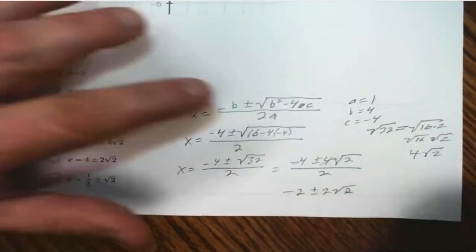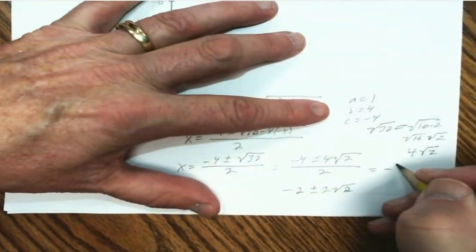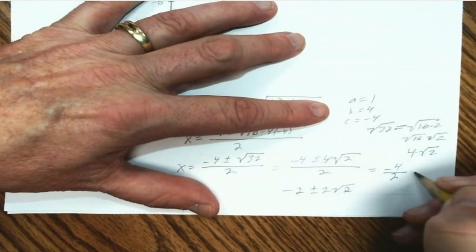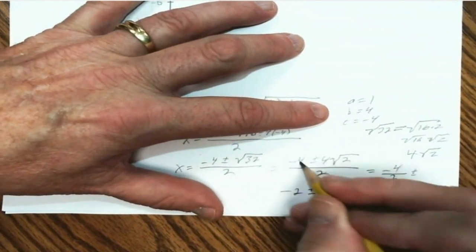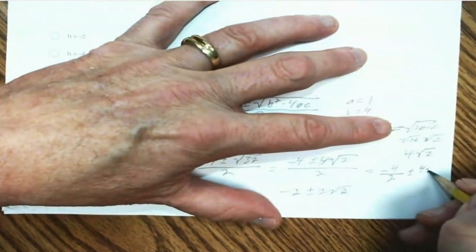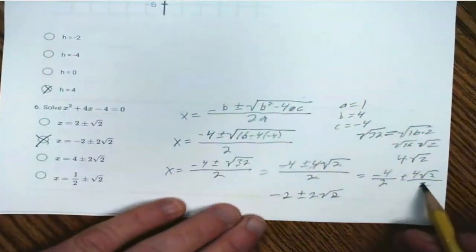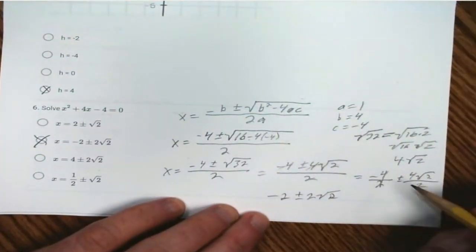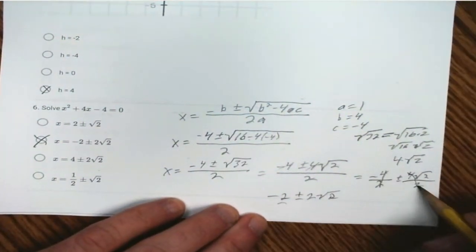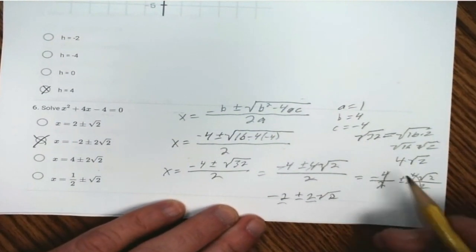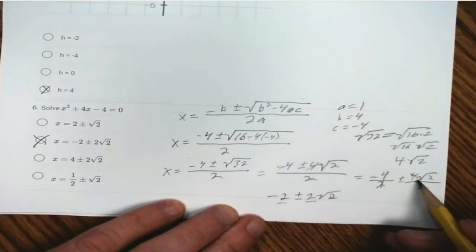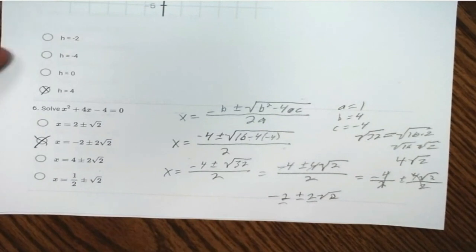I mean, you can write that. If you can't see that, you can always separate the fractions. And then when you separate the fraction, you can see 4 over 2 is just 2, and 4 over 2 here is just 2. So that simplifies to negative 2 plus or minus 2 square roots of 2. It's just simplifying it.